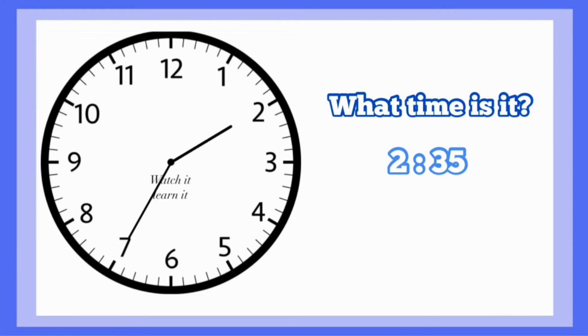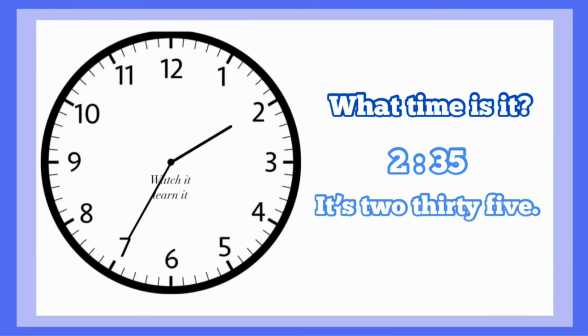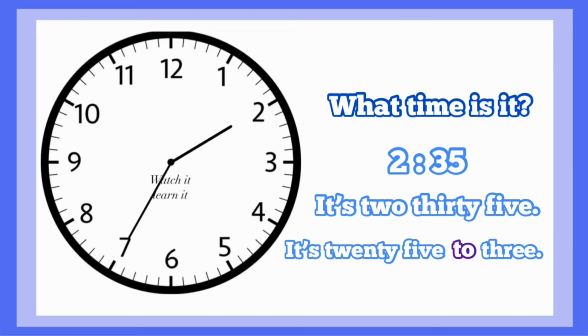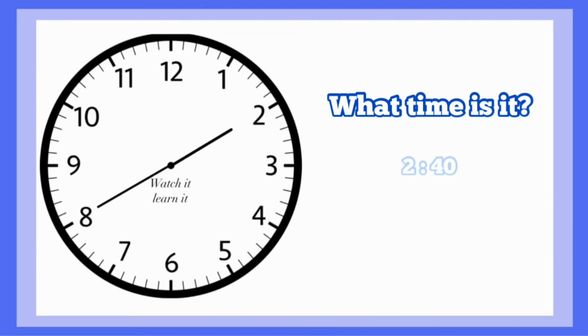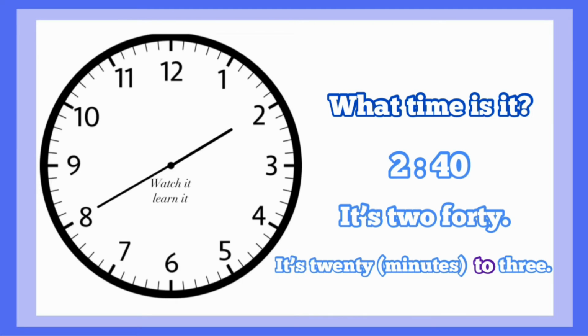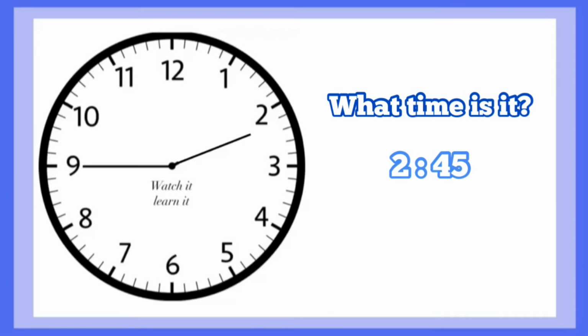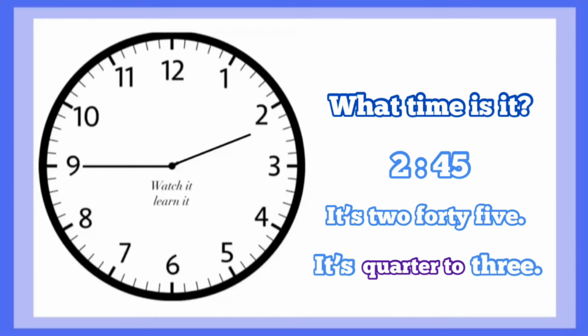Now what time is it? It is 2:35 or it is 25 to 3. As you know, both ways are correct. Right now, as you can see, the minute hand is pointing at 8 and the hour hand is pointing at 2. So you can say it is 2:40 or it is 20 to 3. Okay, can you guess what time is it? You can say both. It is 2:45 or it is a quarter to 3.